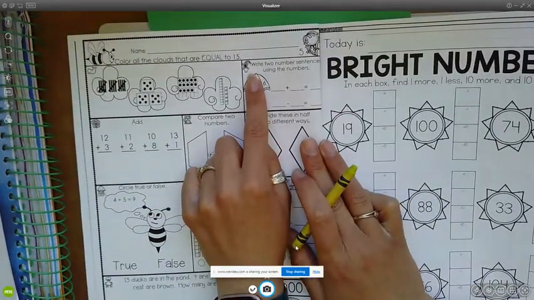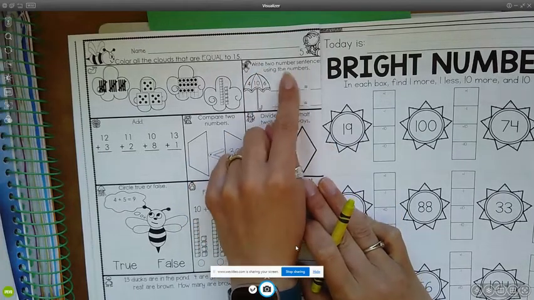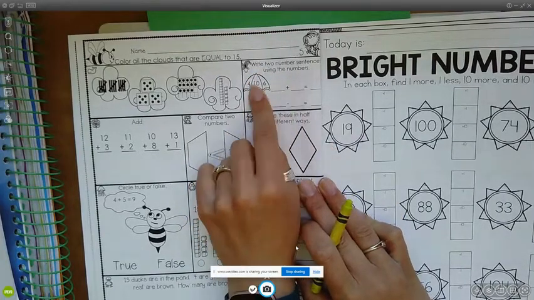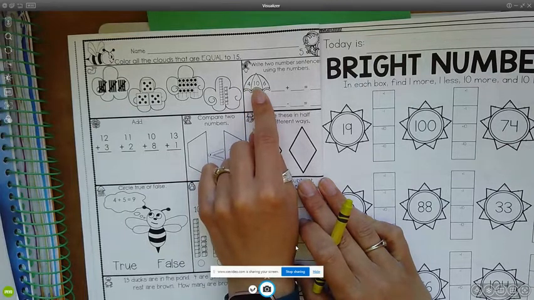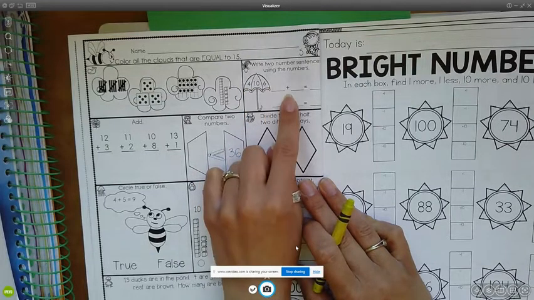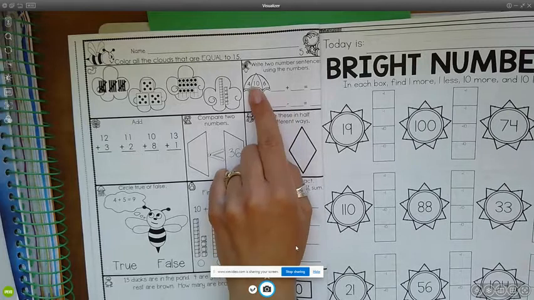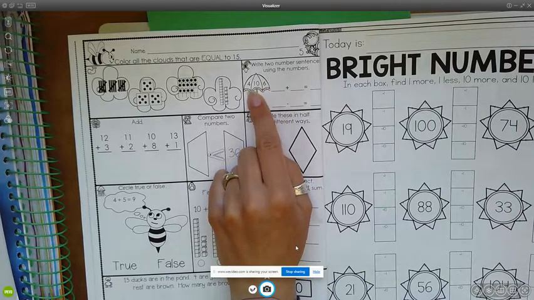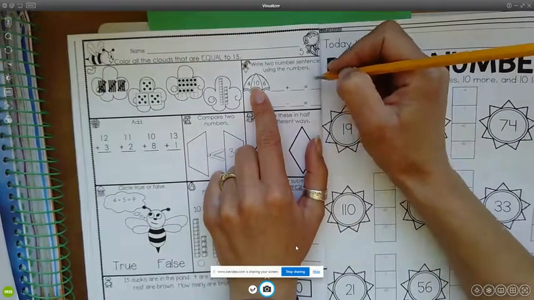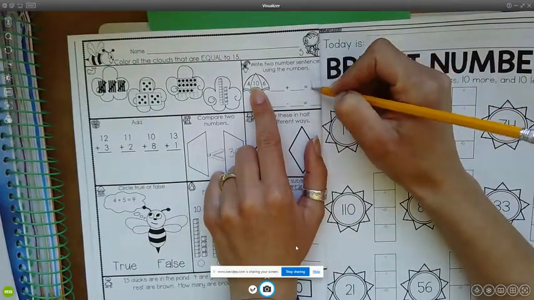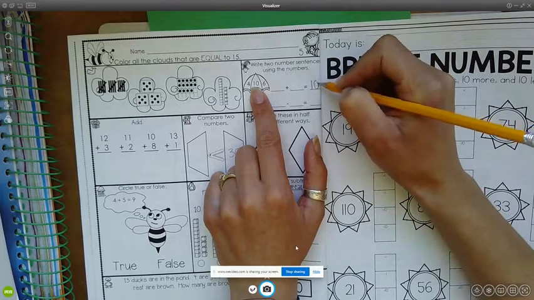Let's move on to the alligator. Write 2 number sentences using the numbers. So they've given us the number 4, the number 10, and the number 6. I noticed that they want us to make an addition problem and a subtraction problem. What 2 numbers can I put together from this umbrella to make one of the other numbers? I noticed that 10 is the biggest number. I know that in an addition problem in my fact families, my big number always goes at the end.